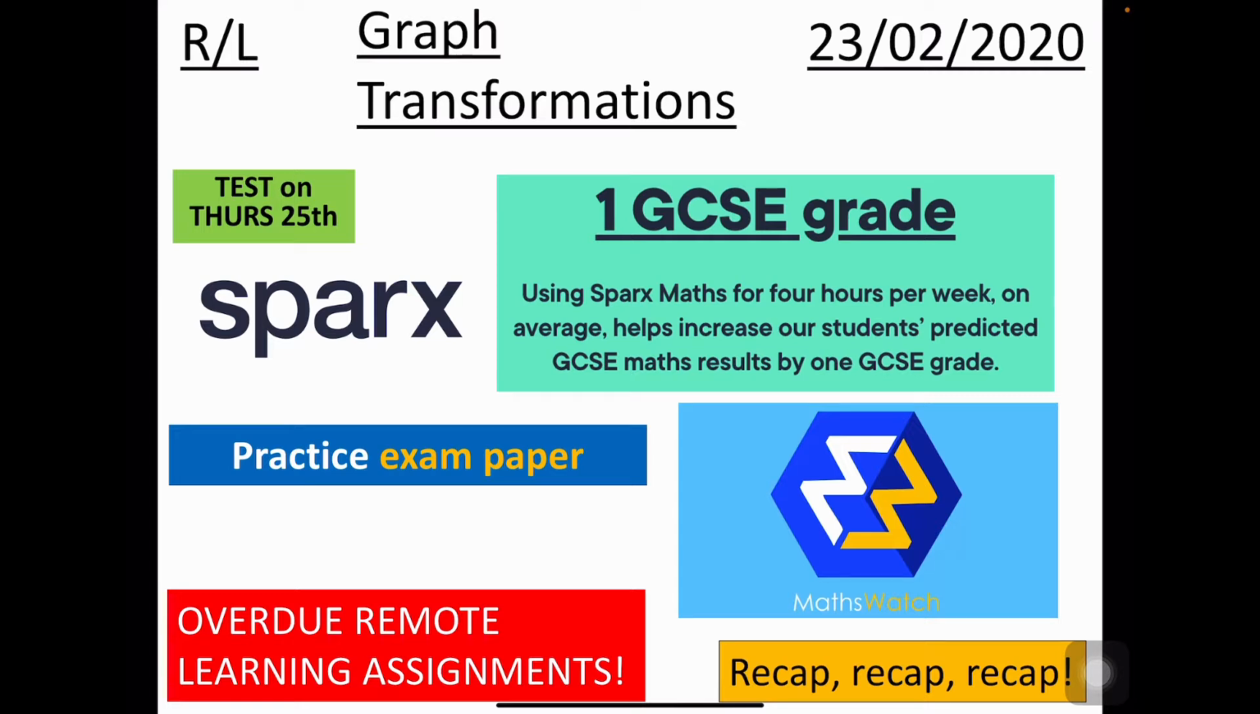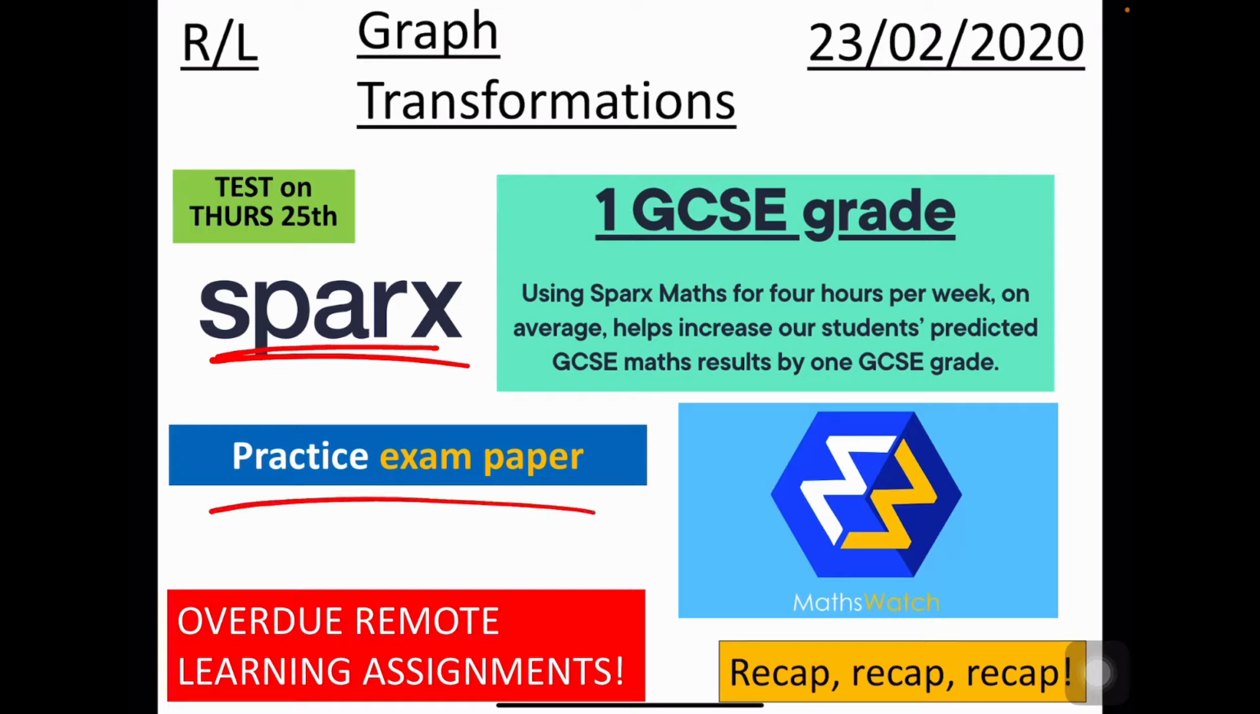Please make sure you continue to do your Sparks homework. Of course, I've been saying for a number of weeks now, the compulsory tasks are the bare minimum. On top of that, I would like you to do the XP boost tasks as well as the target tasks. It's really important for you to be exposed to a variety of questions, so please try to do as much Sparks work as you can.